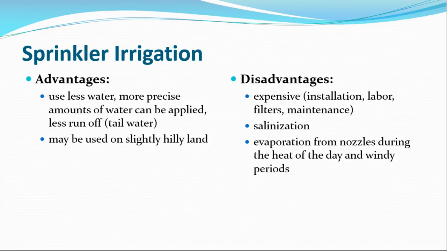So advantages, why would you do it if it's got problems? It is less water. That's great. It's more precise. You can put the water where you want it. So you may actually get less runoff, and you don't have to contour the land. You can kind of use it sort of wherever you want. Disadvantage, you have to have all that equipment. It has to be installed and it has to be maintained, so it's expensive. You still get salinization, and when it's windy or hot, you lose a lot of water to evaporation.